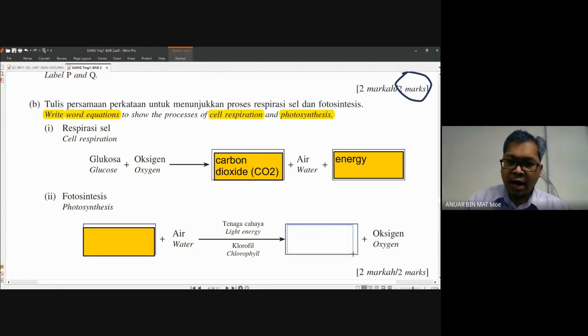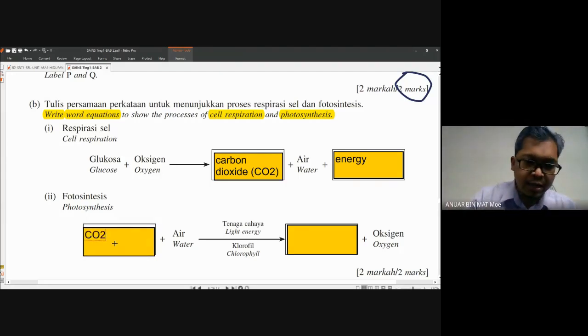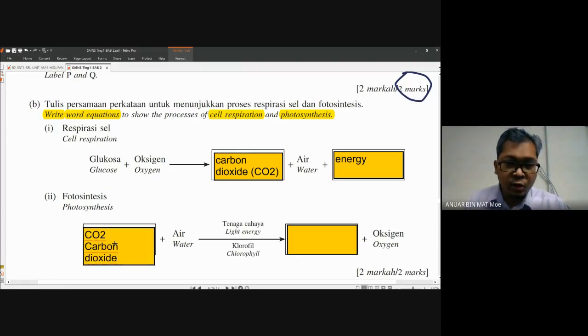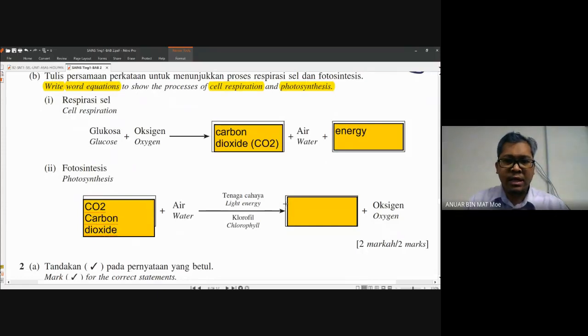Photosynthesis requires carbon dioxide. Or you can write CO2 also can. CO2 is the formula for carbon dioxide. But I think it is better to write the full name. But if you write CO2, I can also accept, no problem. Okay. So photosynthesis: CO2 plus water, and then you also need light energy and chlorophyll to make what is the product of photosynthesis? Glucose.